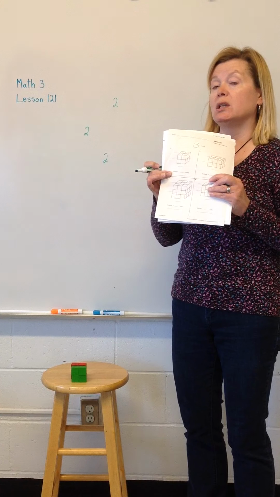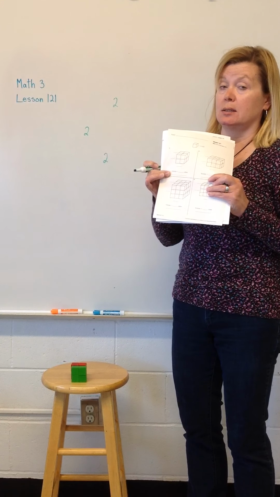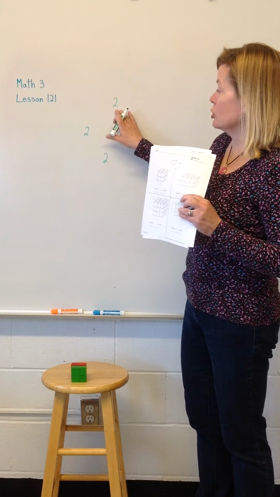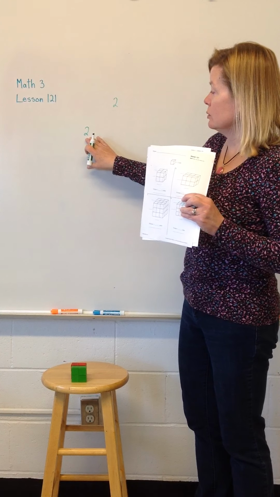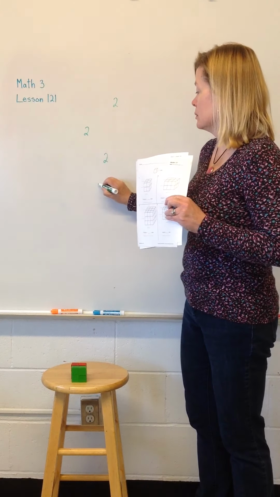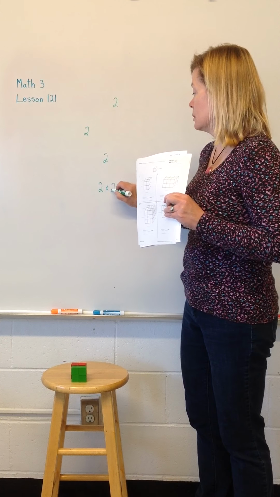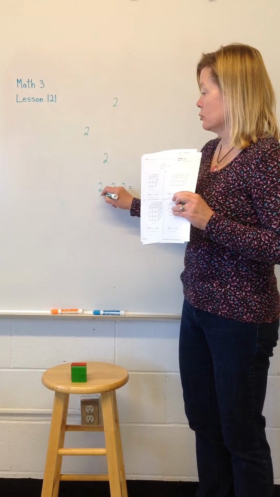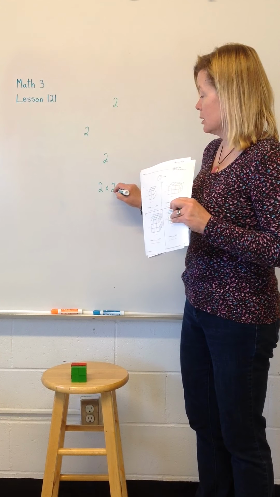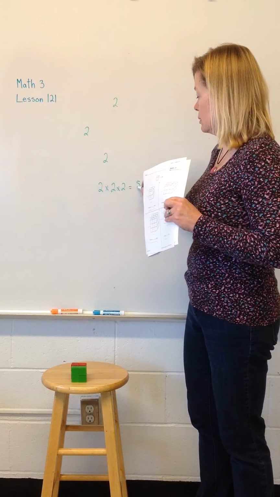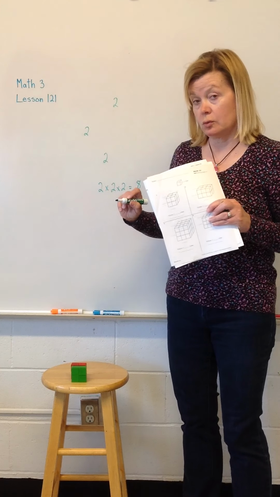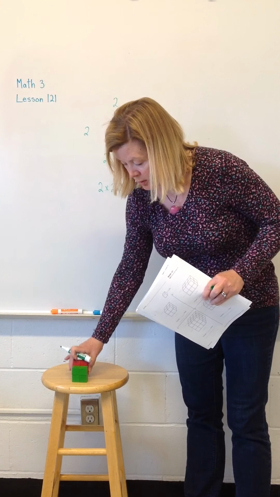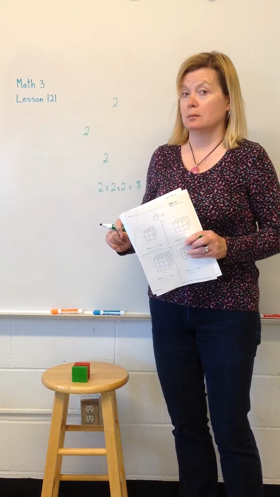And underneath we need to write a number sentence. So our number sentence is going to be 2 times 2 times 2. Remember, 2 times 2 is 4, and 4 times 2 is 8. So is it true with our math sentence and with our model that they equal the same thing? I hope so.